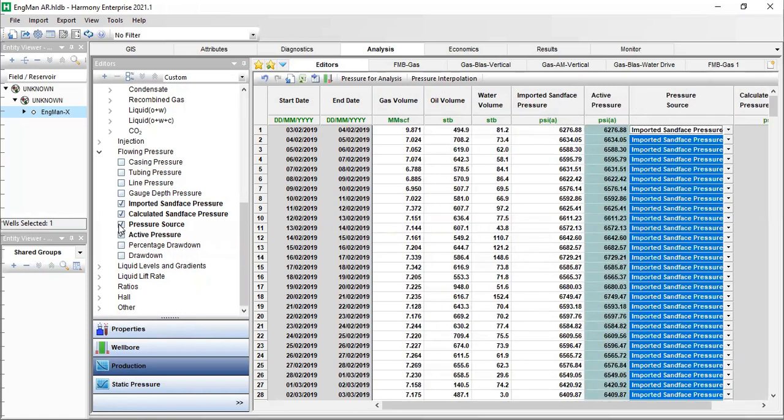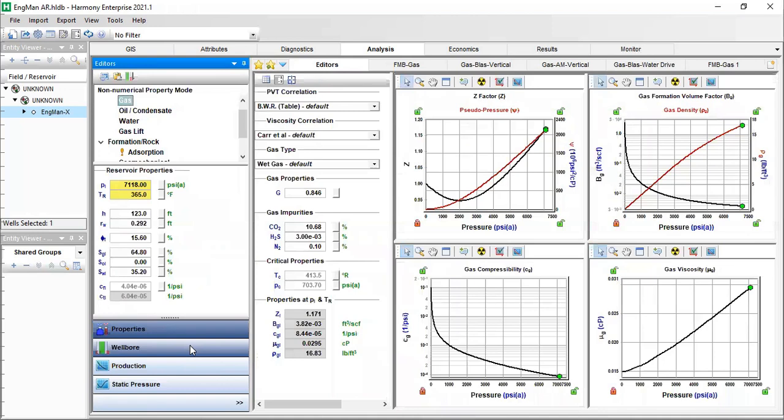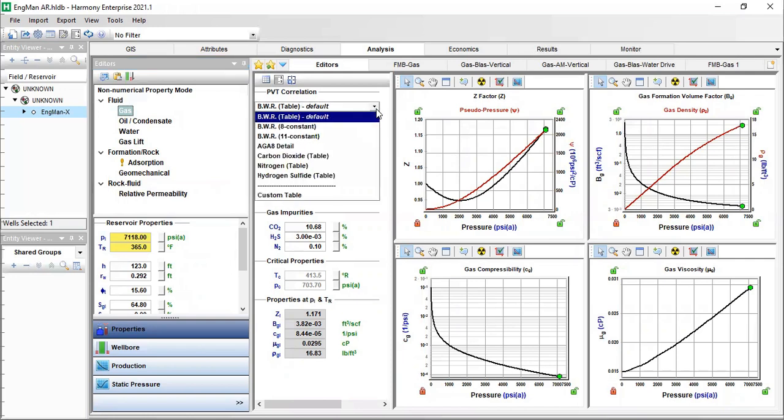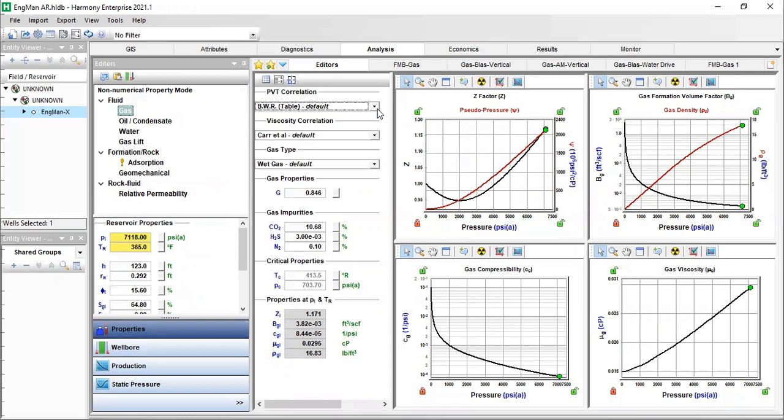All right, and then, yeah. So that's for the production tab here. I also have properties. Okay. So the fluid for gas and the PVT correlation, you see default. You can of course exercise with it.